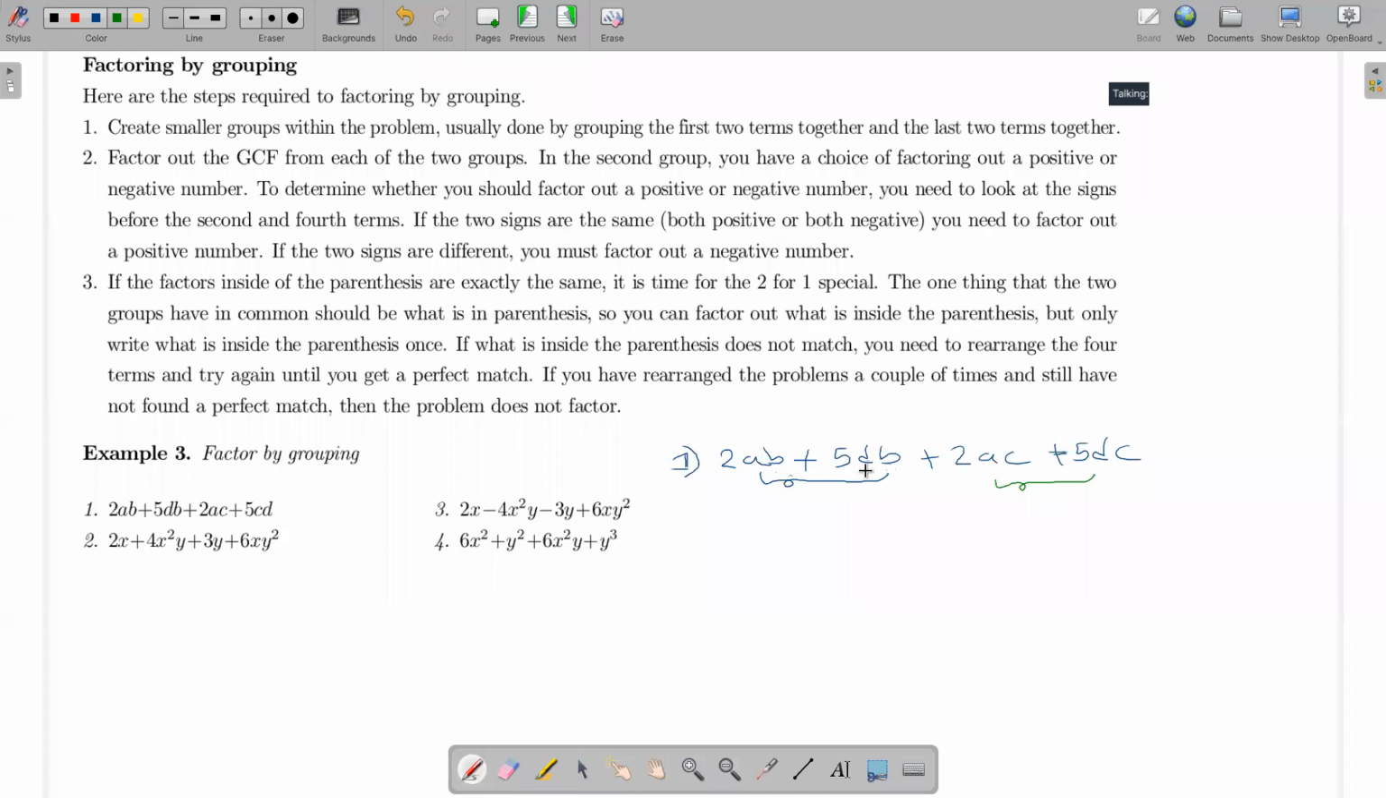Okay, so I check whether they have any common factors. If I look here, B is common, no? So I pull B out. Here B is common. Let me write it. B is common. We call it the greatest common factor. B is common here.